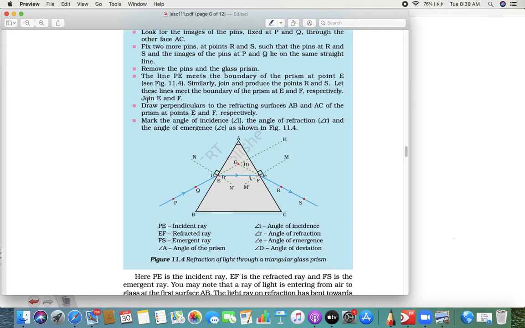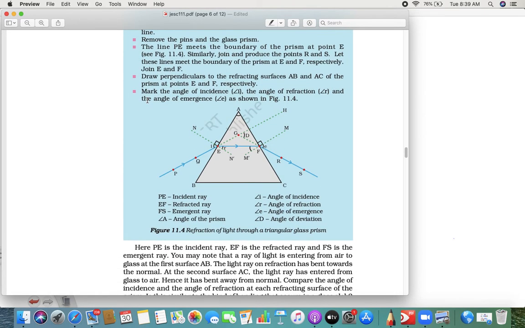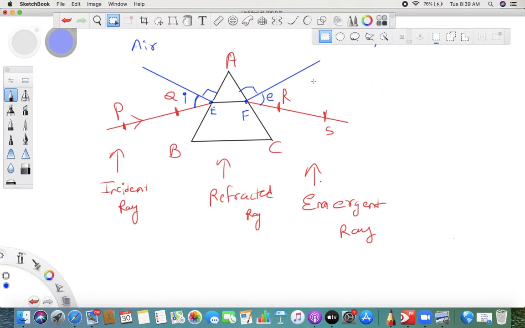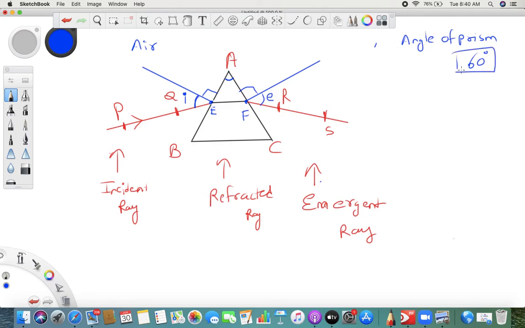So this is what it says. Now I'll tell you the other things. I already told you what the incident ray, refracted ray and emergent ray are. Now there are two, three more things. This angle is called the angle of prism. And remember, the angle of prism is always 60 degrees. It is an equilateral triangle.